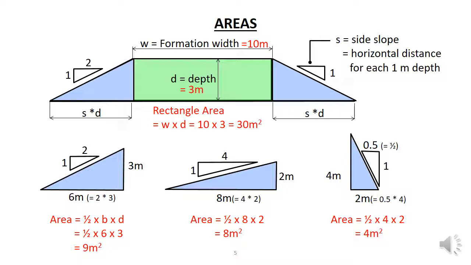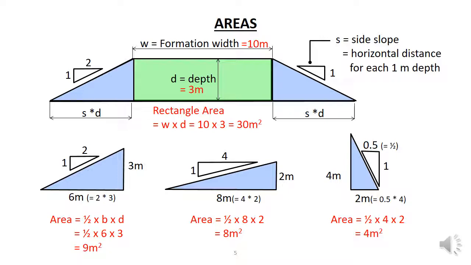So, by the way, this is a fill embankment. If we have a 10-meter wide formation and a 3-meter depth of fill, then the area for the rectangular area is 30 square meters, which is 10 multiplied by 3. The triangles are shown in blue. They are formed by the side slopes on the road.